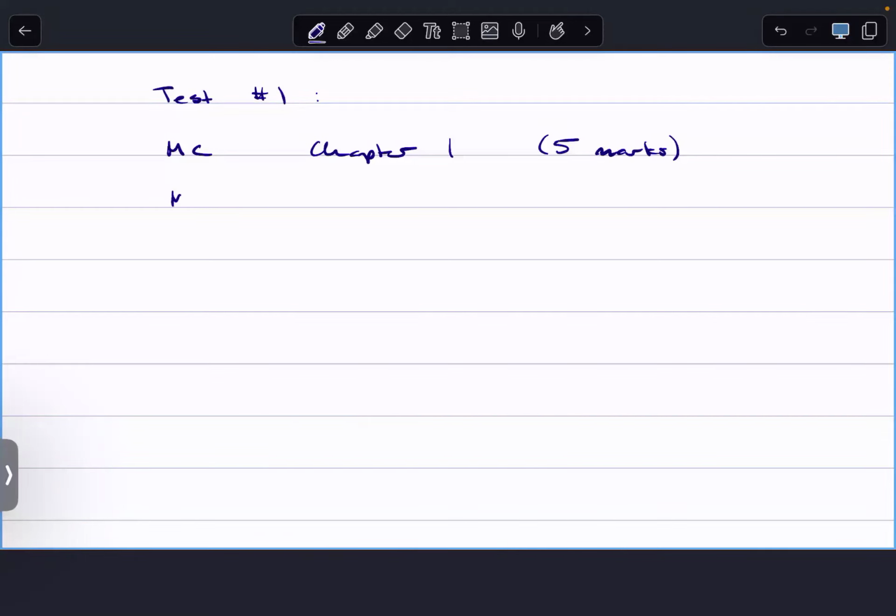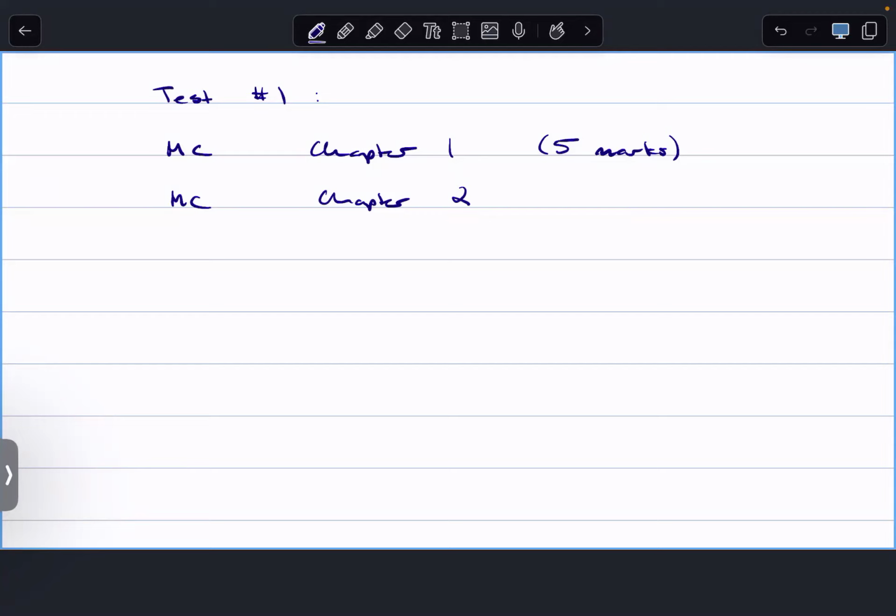Chapter 2, what did we do in chapter 2? We introduced numerical summaries. We talked about shapes and center and spread of distributions. When should we use the median? When should we use the mean? That kind of thing. And so still kind of multiple choice with some short answers.